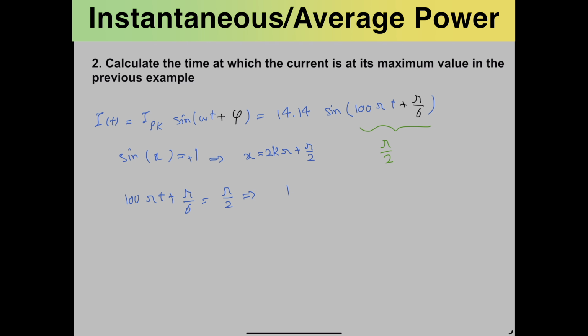Then we can solve for t as follows: 100 pi t equals pi over 2 minus pi over 6, which essentially is pi over 3. Now, if we divide both sides by 100 pi, we would get pi over 3 times 100 pi, and essentially that reduces down to, we can easily cancel pi's. It would be 1 over 300, which is going to be around 3.3 milliseconds. So that's the position in time where the current becomes maximum.